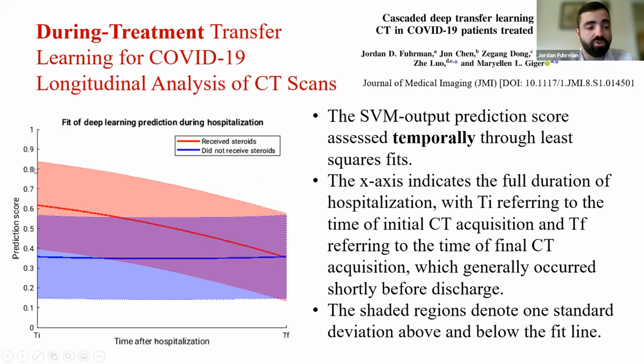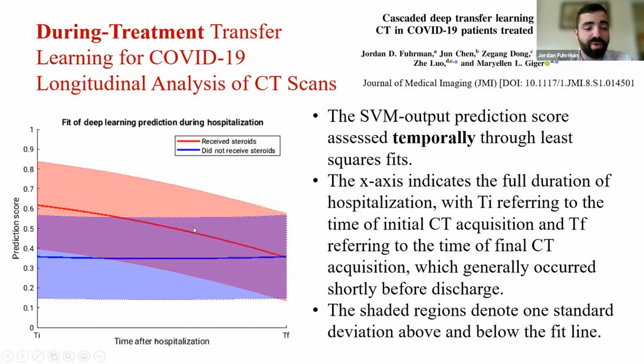Let's say a patient is admitted to the hospital and has a CT scan acquisition that produces a score of 0.8 or 0.85. Then it's very likely that that patient would at some point need to undergo steroid administrations for their treatment. And the hospital could then plan accordingly, both in terms of having the resources available and for the duration of hospitalization that is likely to happen when those patients need steroids.